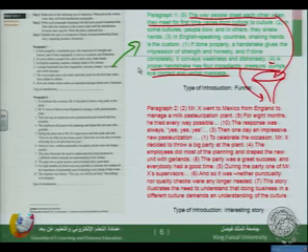Okay, what is the type of this introduction? Is it a funnel? It's an interesting story. So this story illustrates the need to understand that doing good business in a different culture demands an understanding of the culture itself. So we have two different kinds of introduction: the first one, funnel, and the second one, interesting story. Let us move.